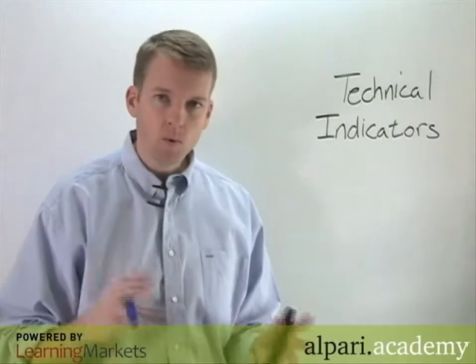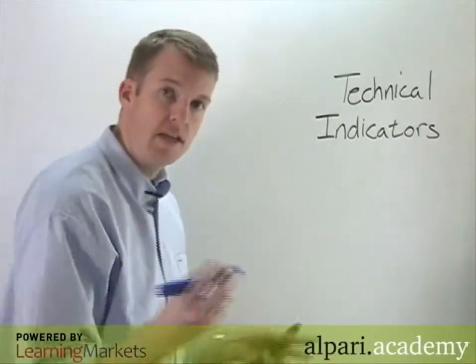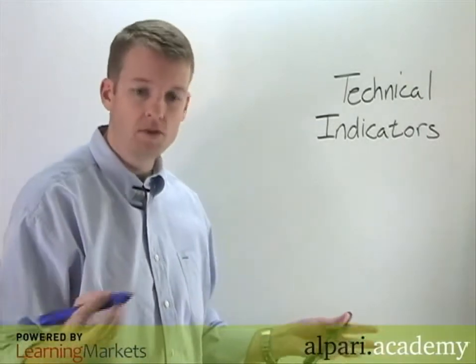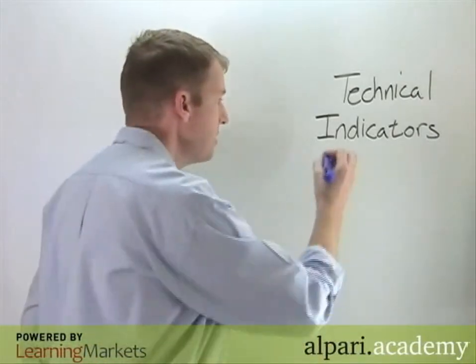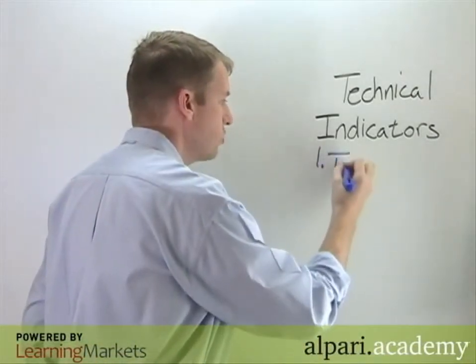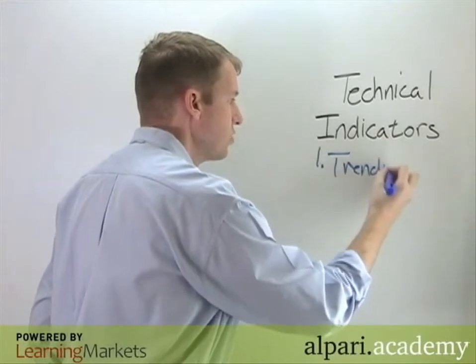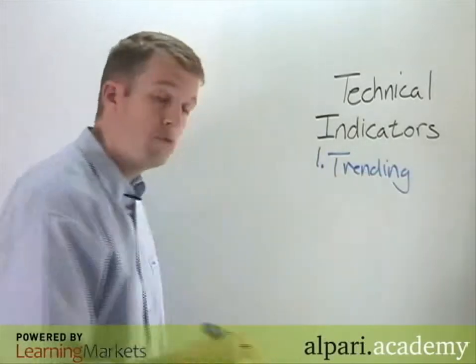But let's take a look at, well, what are technical indicators? And they fall into basically one of two categories, or most of them do anyway. The first category are trending indicators. Now, trending indicators include things like moving averages.